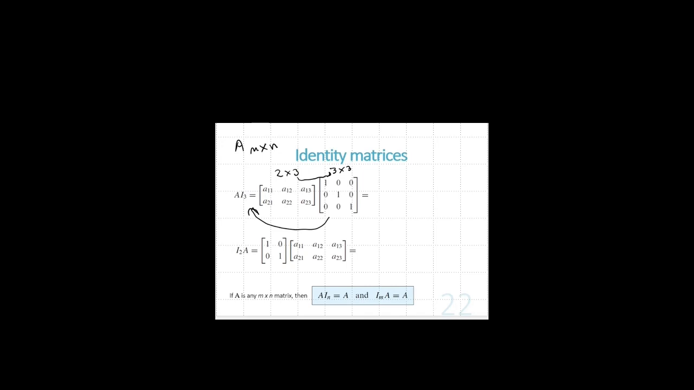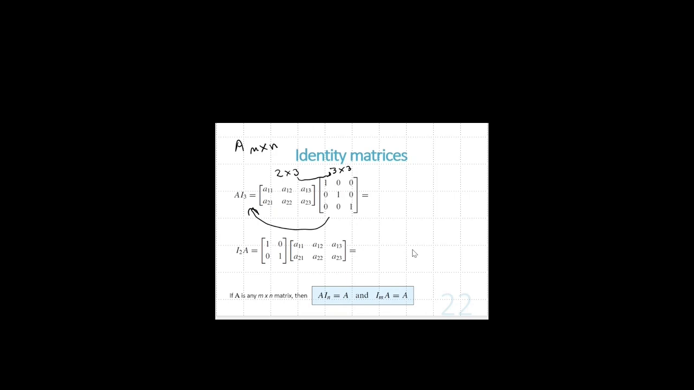So when you have an M by N matrix, you can multiply it by an identity matrix of size n by n, but the order will have to be that I comes second in order to get the resulting matrix A. And if you have an identity matrix up front, its dimensions are going to be m by m, and it's going to come in front in order for it to be defined.